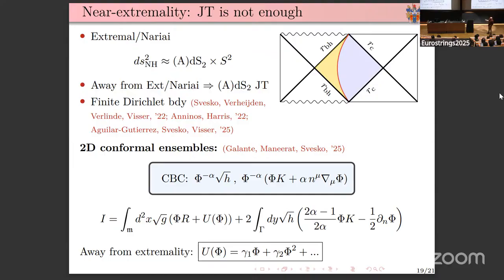And the main takeaway of this slide is that if you want to describe the thermodynamics of the near extremal system that I was looking at on the previous slide, the linear potential, so if you go linear in phi, which would be JT, is not sufficient. In fact, the linear potential only describes the extremal black hole physics, except for maybe a constant shift in your energy. So actually to recover the near extremal black hole thermodynamics in the conformal ensemble that I was looking at in the previous slide, you need to go to at least quadratic order in your dilaton potential. Okay.